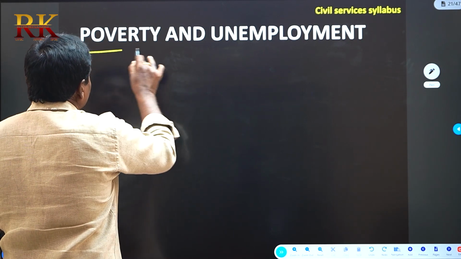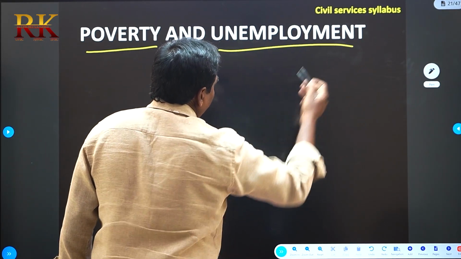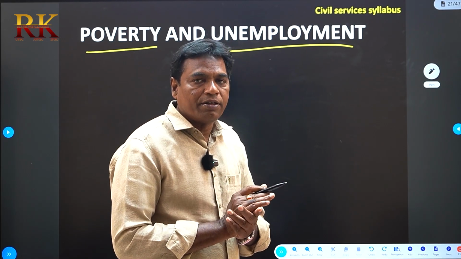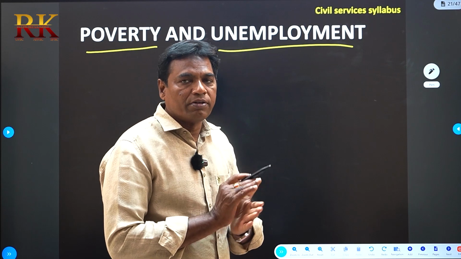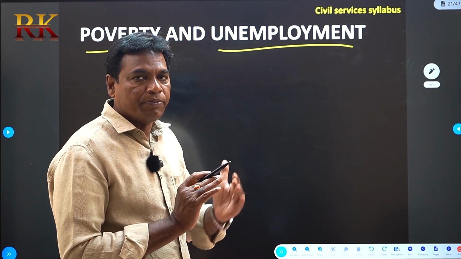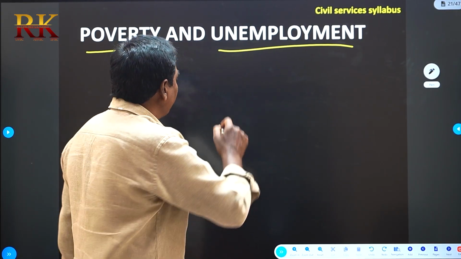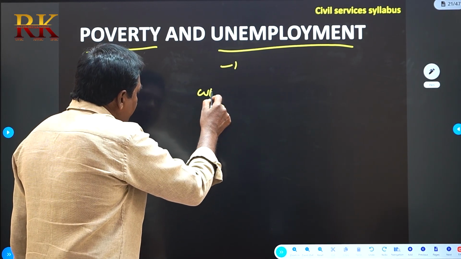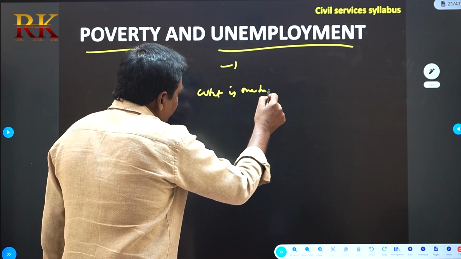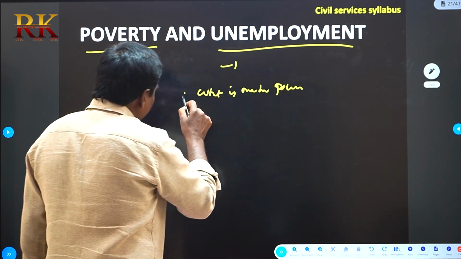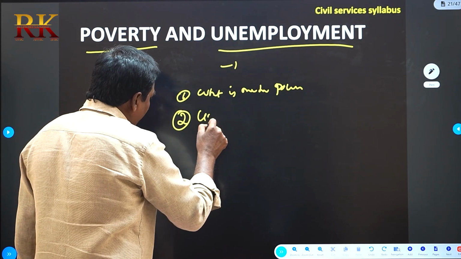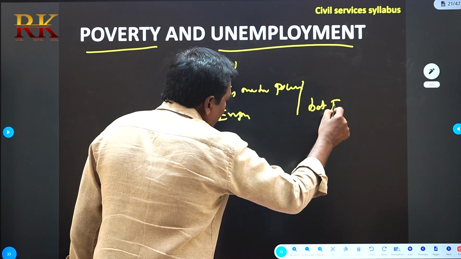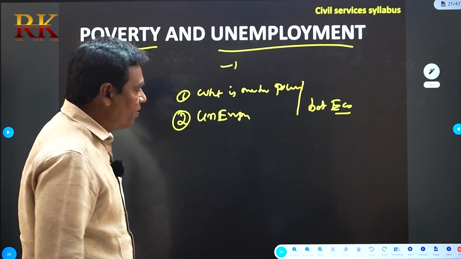Then, poverty and unemployment. These are important for every competitive exam, especially civil services and Group 1 prelims and mains, and essay questions may also come. What is meant by poverty? Number one. Number two, unemployment. Both are economic problems that still continue.